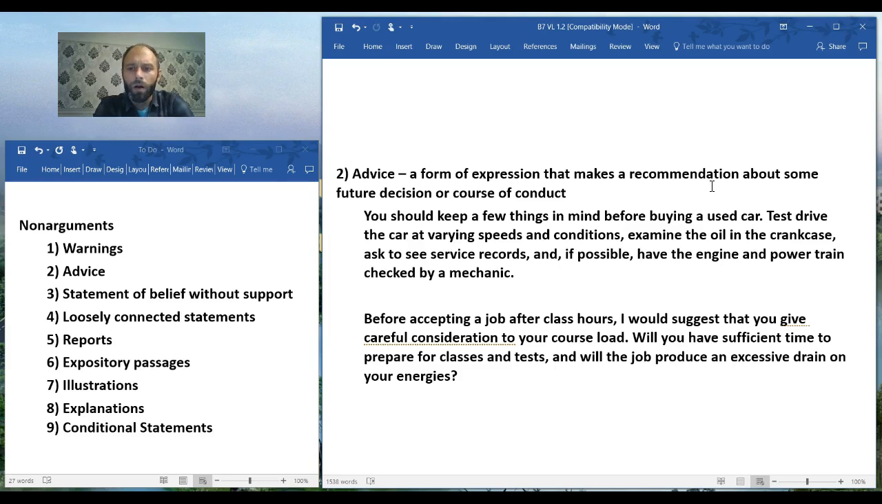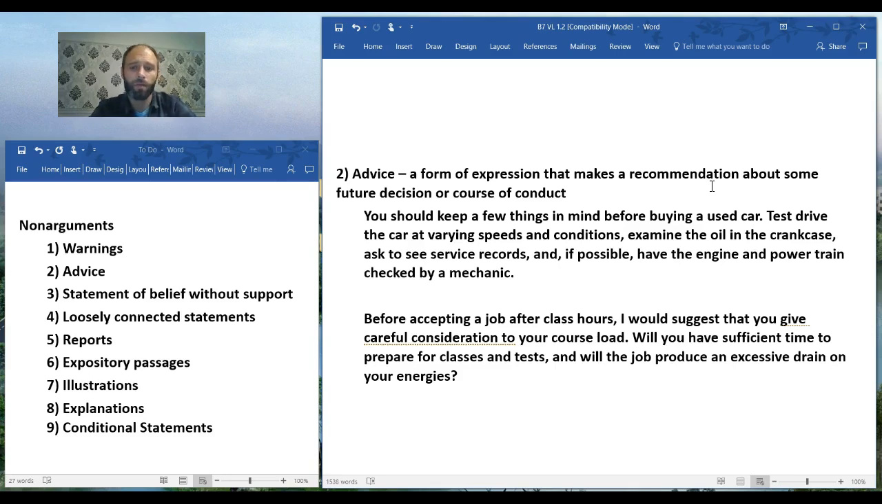Now, there's at least one statement here. You should keep a few things in mind before buying a used car. That's a statement, right? But then we get the other sentence here. The other sentence gives you a couple of commands.